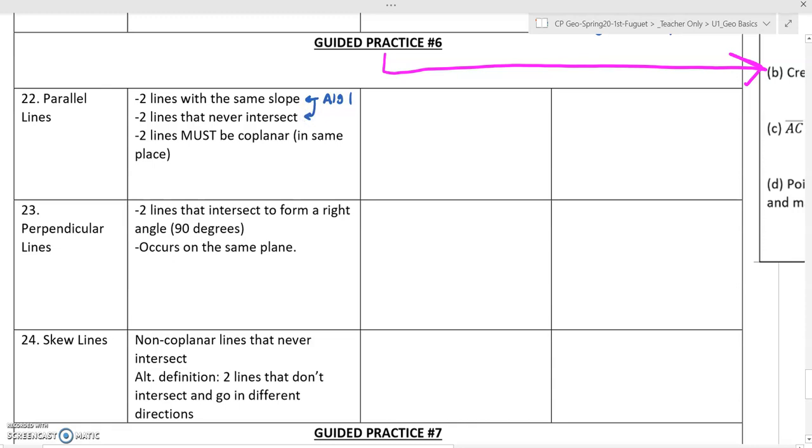Now, the last piece here, 2 lines must be coplanar. I will talk a little bit more about this in person because it's easier for me to show you this and explain why this is true in person, but we're going to just leave that there. I'm going to start to remind you of that.